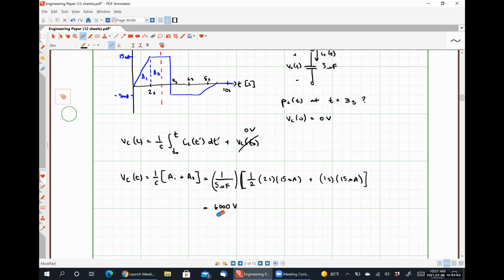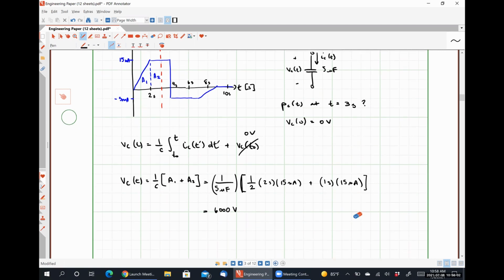No, you wanted power. Right, but to know power, I need to know voltage, which we just figured out, and current. So somebody else, because Mr. Gray's doing too good of a job, tell me what my current is at t equal to 3 seconds. Would that be the 15 milliamps? Exactly right. You just read it straight off the graph. No math required.